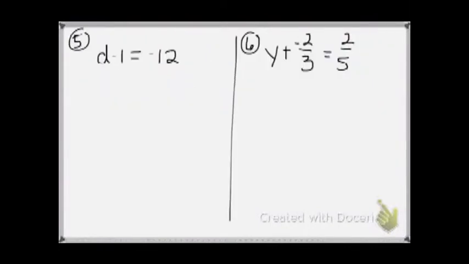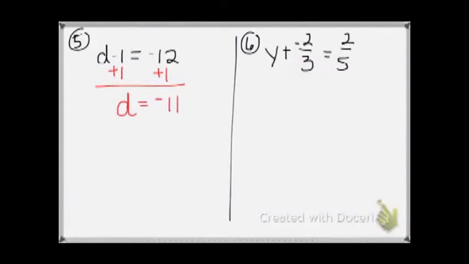All right, number 5. D minus 1 equals -12. I'm not going to box in the brat anymore, all right, guys? Just going to tell you the procedure. +1 to both sides, or add 1 to both sides, mean the same thing. You have D equals, and -12 and +1 is -11.